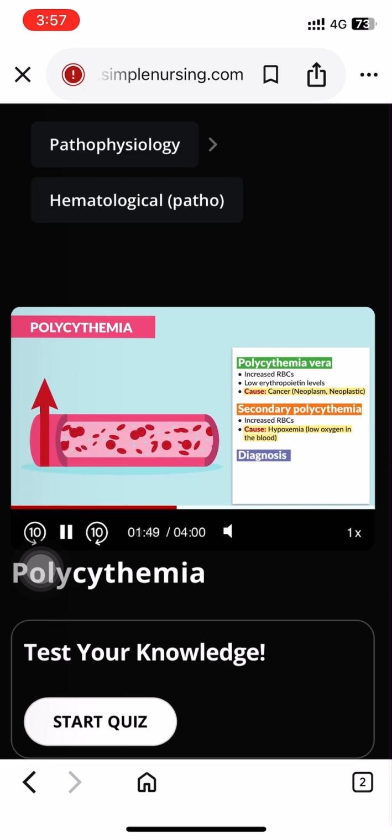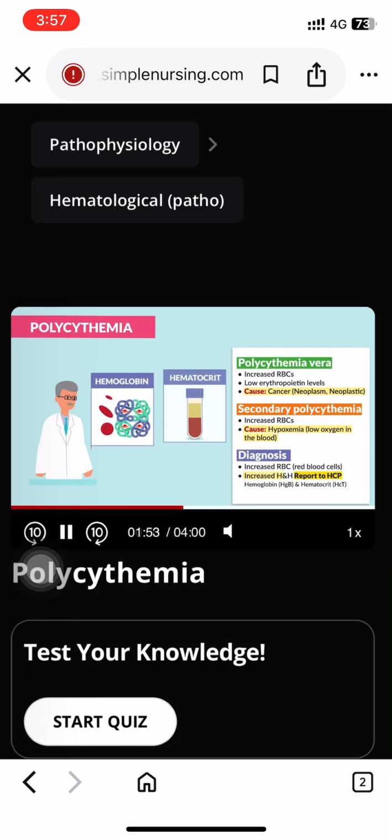So for diagnostics, increased RBCs, those red blood cells, but really the big one here is increased H&H. We must report this to the HCP, the healthcare provider. So an increase in hemoglobin and hematocrit. We're talking an extreme increase here, like 3 times the level.